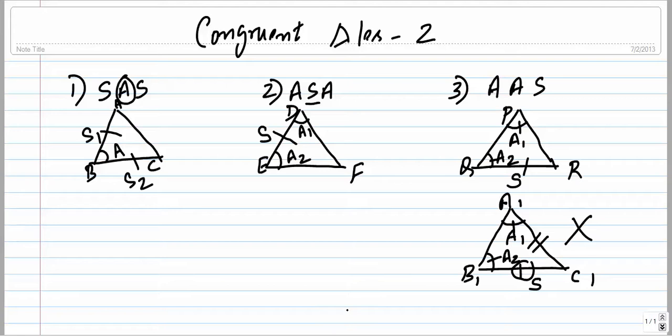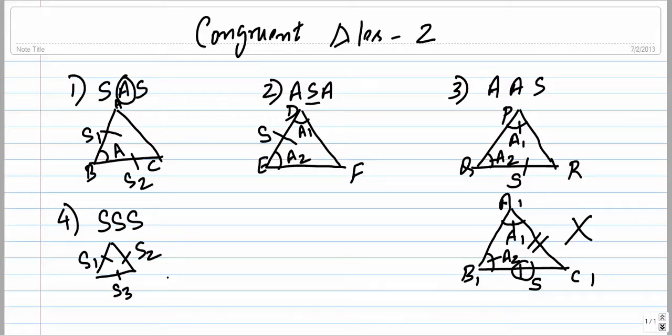Okay, we'll do a few examples to understand these rules better. Now the fourth case is a very obvious case, which is SSS. I don't need to talk much on this. When all the three sides S1, S2 and S3 of a triangle are equal to the three sides of another triangle, then these two triangles are congruent by SSS rule.